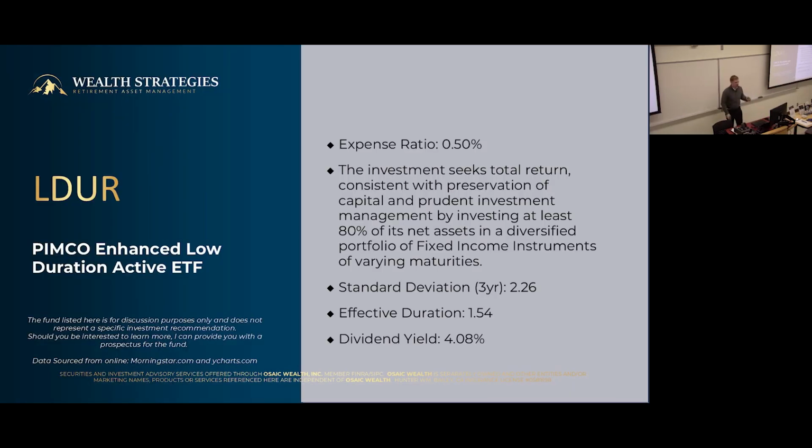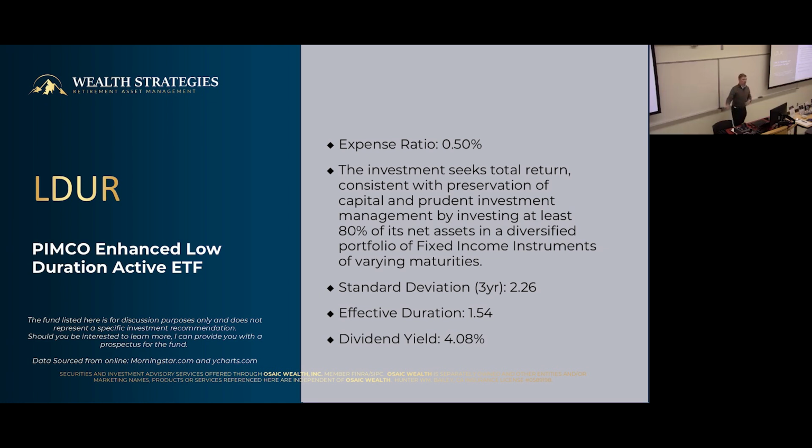All right. So starting off, we're looking at PIMCO's Enhanced Low Duration Active ETF. We're still in stage one, so we're still keeping duration low. It's still 1.54. We're still hoping that that standard deviation is low as well, 2.26. So this investment seeks total return consistent with preservation of capital, which is what we want for our stage one. So if you see things that are saying preservation of capital or prudent investment management or those sort of things, that's what we want for stage one, because they're maintaining low volatility, preserve the money that's in there.